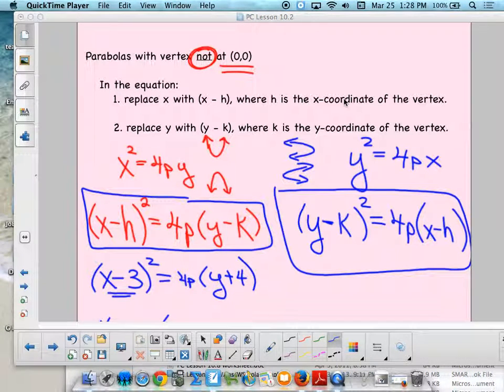I forgot, this is lesson 10-2, day 2. Here are your two equations. I'm not going to go over this because I forgot to record this. Anyways, write these two equations down or look at them. This is when the vertex moves from 0, 0 to somewhere else.